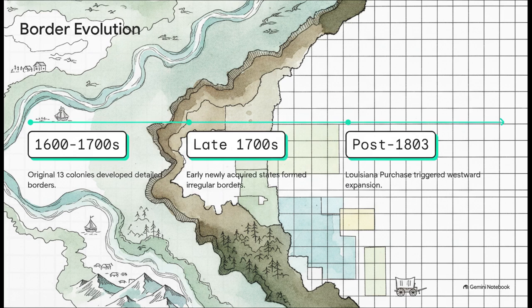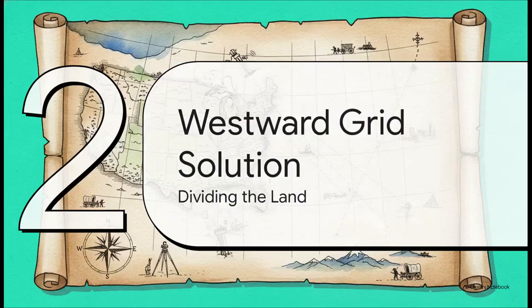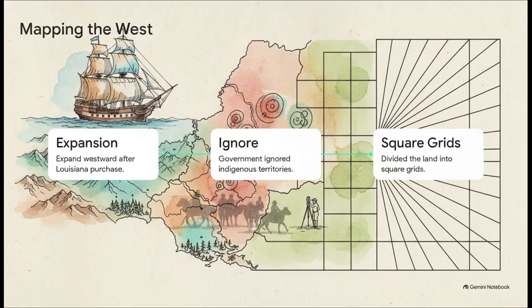But then, in 1803, everything changed. The Louisiana Purchase triggered an absolutely unprecedented wave of westward expansion, which completely shifted how the young nation thought about space and map-making. Part 2. The Westward Grid Solution. So, faced with a staggering amount of sparsely populated land, the government suddenly had to solve a massive logistical nightmare. They urgently needed a way to map and sell the land at a speed no one had ever seen before. Here are the exact bureaucratic steps they took.